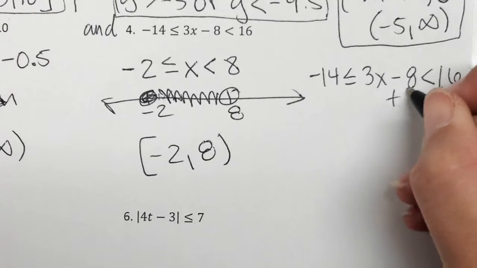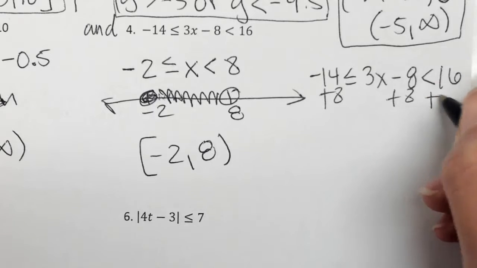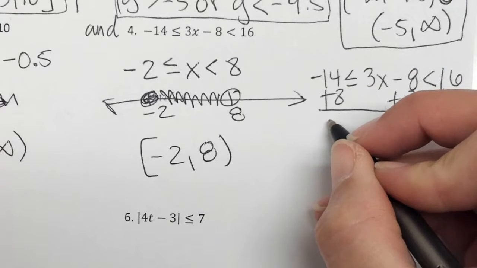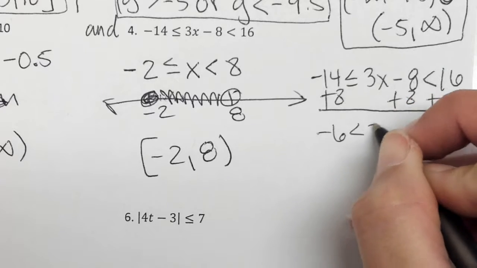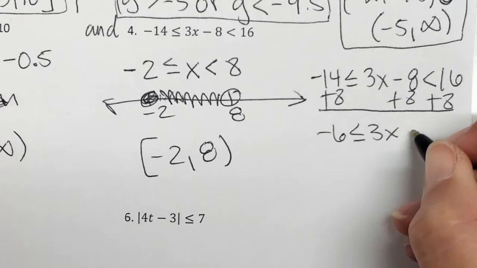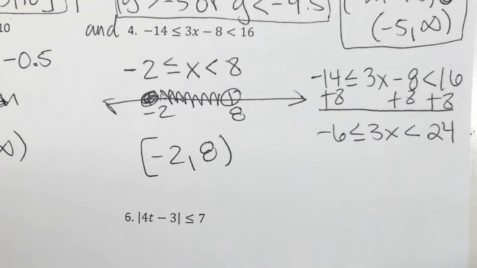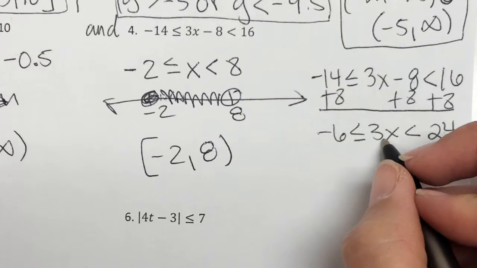Add the 8 to both sides. Good. And so on this side, I'll have what? Anybody? -6, 3x, and what right here? 24. Alright, and then Desmond, from here to get x by itself, I just do what?